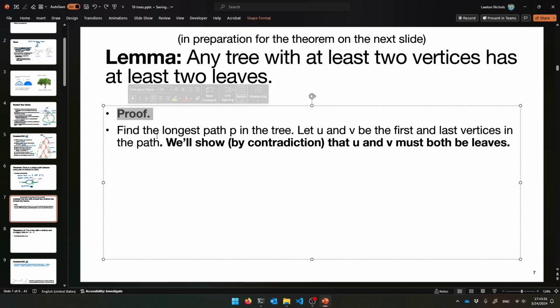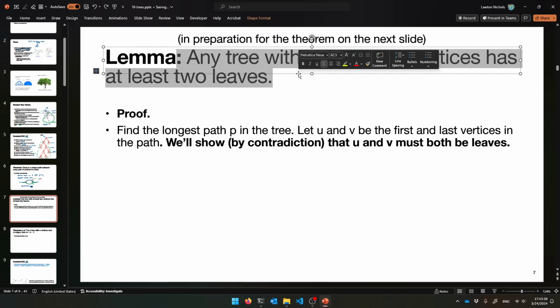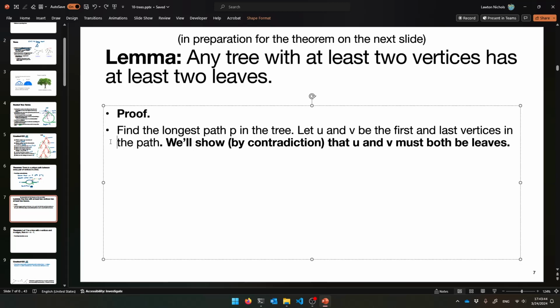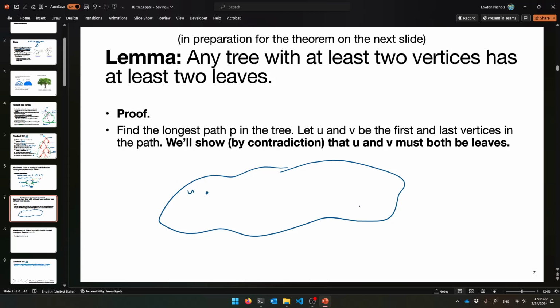Let me prove that to you. Here is the idea. We're going to talk about a tree, and we're going to prove that if there are at least 2 vertices, it has at least 2 leaves. What we're going to do is find the longest path, call it P, in that tree. Here's our weird looking tree, with a bunch of stuff going on. Let's assume that we can find the longest path in the tree. That's always possible, and let U and V be the first and last things on that path.